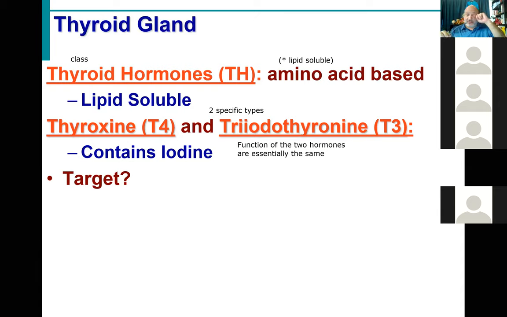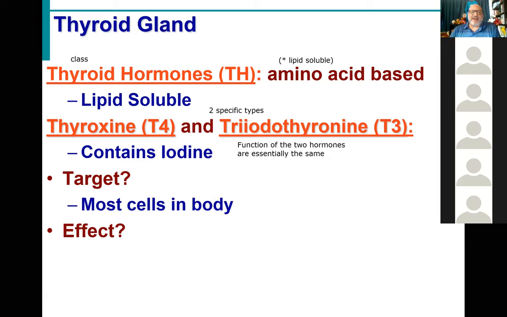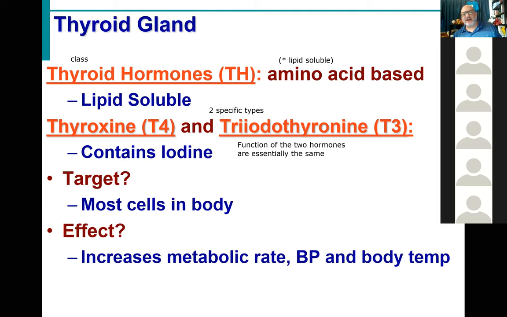And the real key to these thyroid hormones, one of the things that makes them so important, one of the reasons why we have so much of it stored, is because what cells of the body does it target? Most. Yeah, damn near every one. Absolutely. These hormones have the ability to affect and influence almost every cell in the body. Now, even though they're lipid soluble, even though they're able to enter the cell, they're still amino acid based. And their effect is to increase overall metabolism. It can also increase blood pressure. It can also increase body temperature.